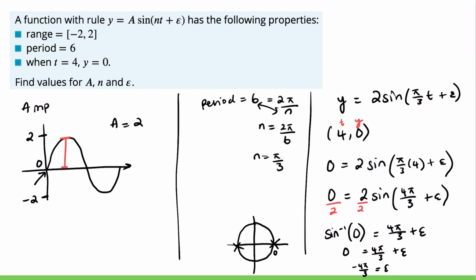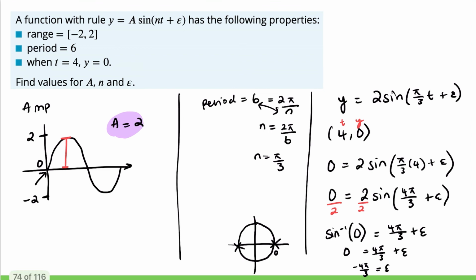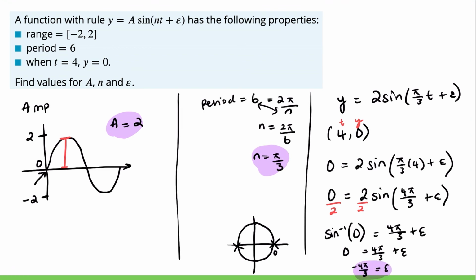So there you have it. That is how we can find our 3 unknowns. So that's our amplitude, our period, and our translation. And that's it for this exercise.